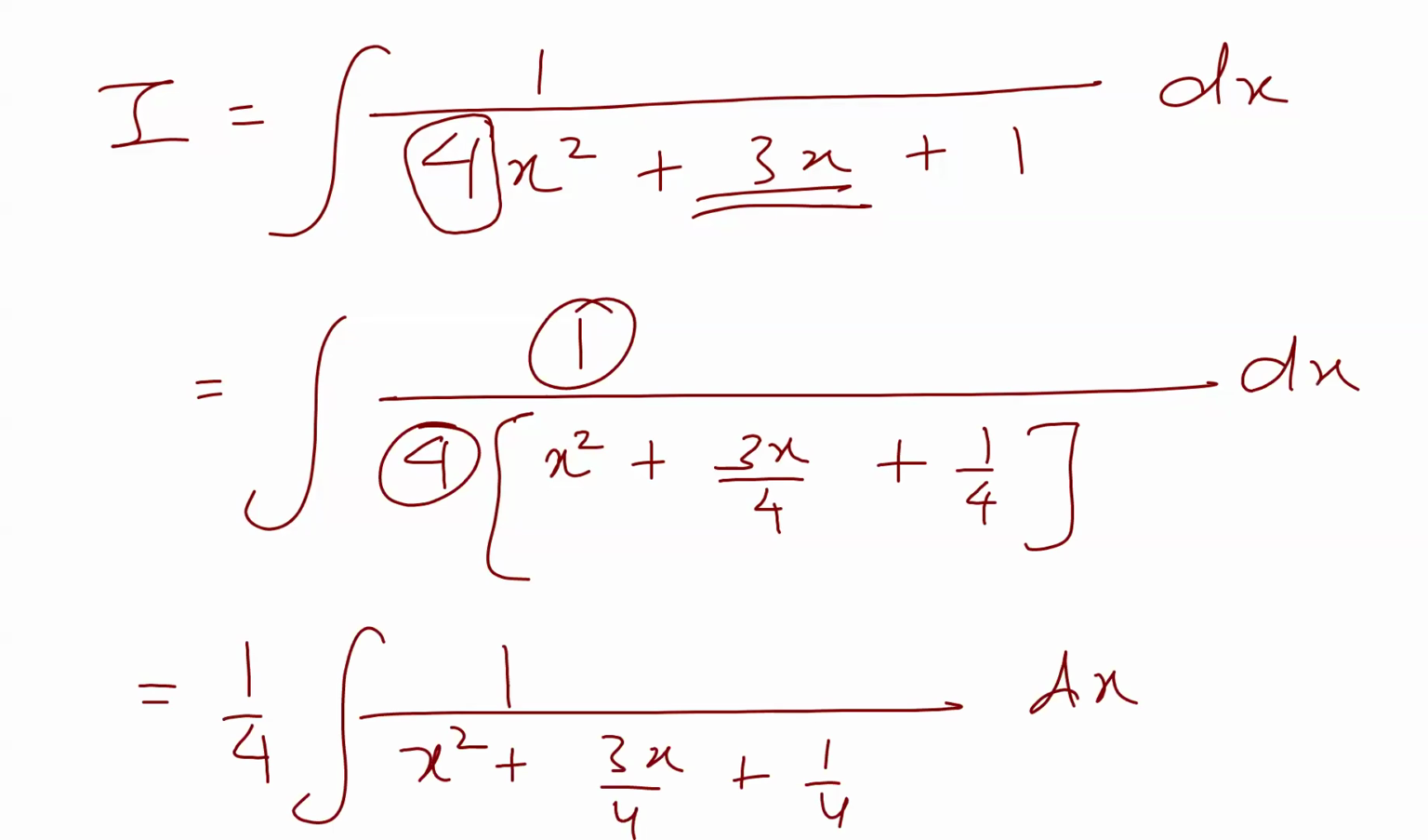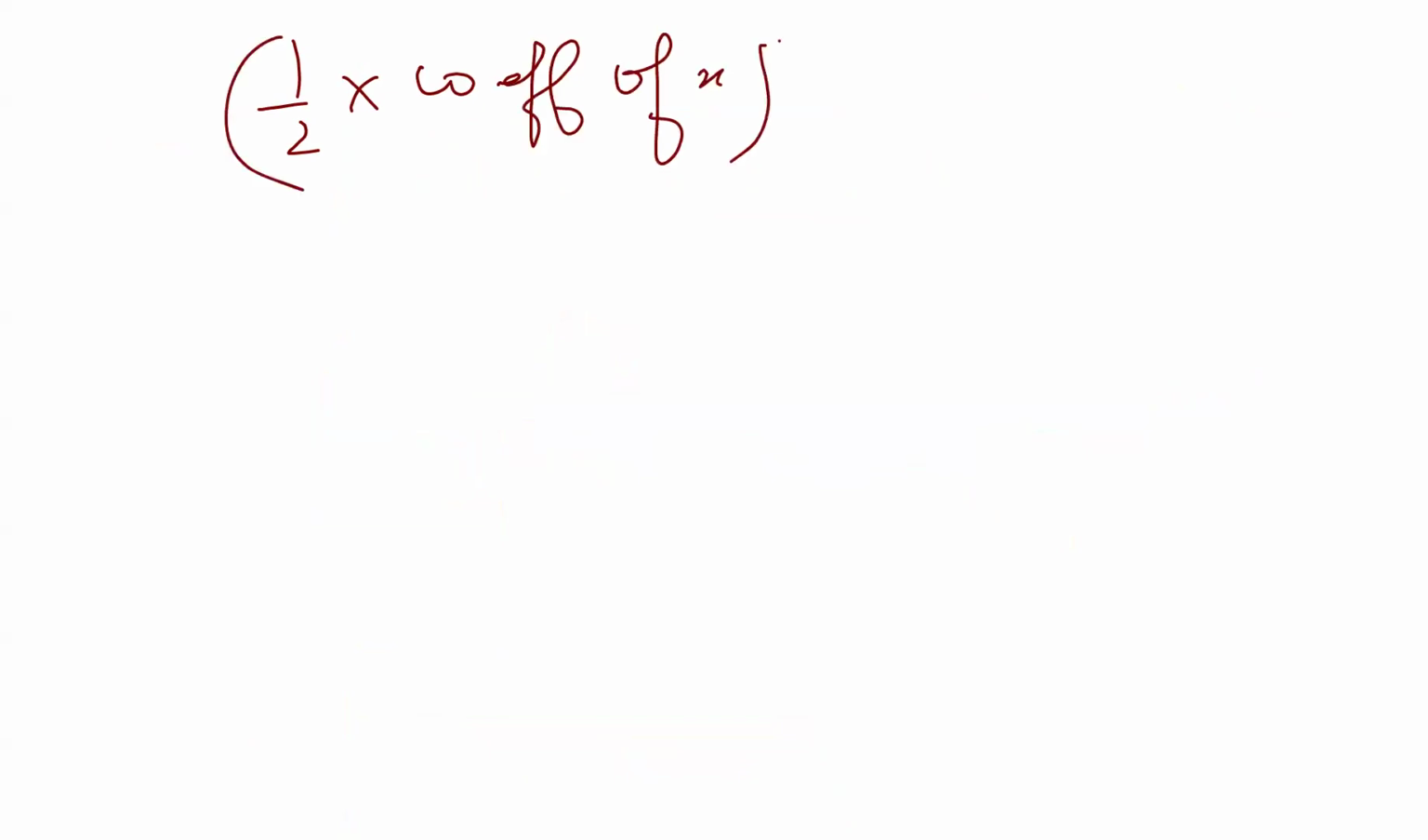Now see, we have a middle term. Coefficient of x square is 1. Middle term is 3x by 4. So half into coefficient of x the whole square. Half into 3 by 4 the whole square is equal to 3 by 8 the whole square.